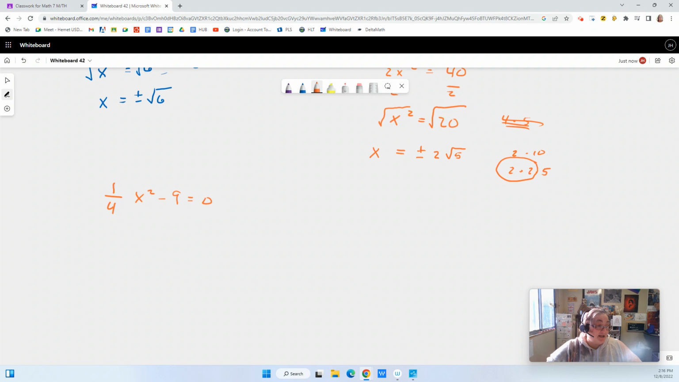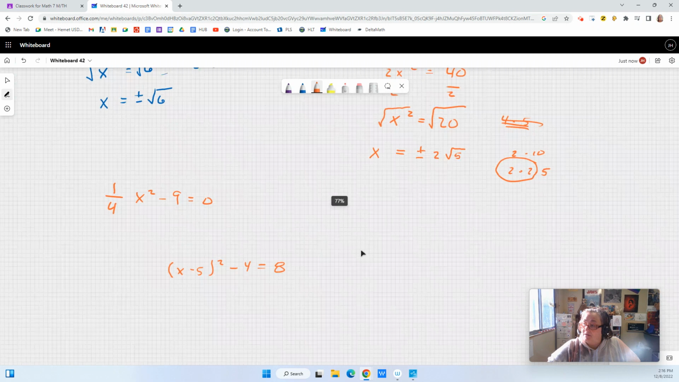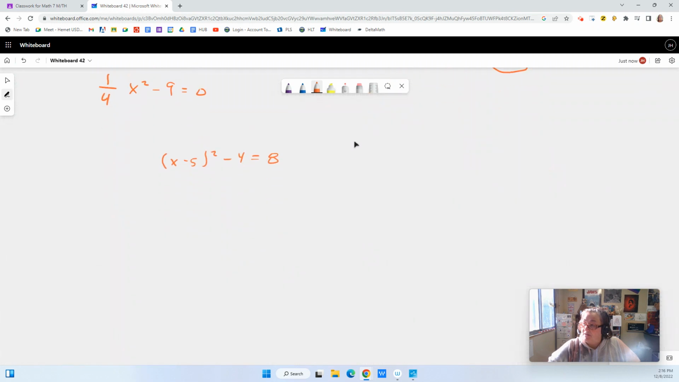You've got solve the quadratic by taking the square roots. You have one where you have x minus 5 squared minus 4 equals 8. Do you know how to handle that one? Let's go through it really quick because it doesn't hurt to do it. With this one, you're going to start by isolating this square. This whole thing is your square, so you just want this to be the only thing on the side of the equal sign right now. So you're going to start by adding 4 to both sides, and I'm not going to mess up the math this time.